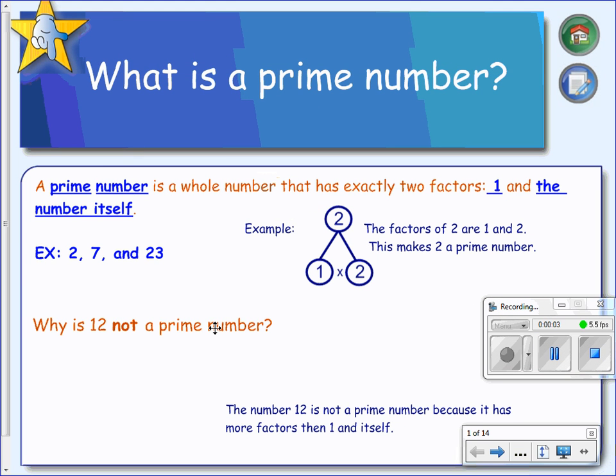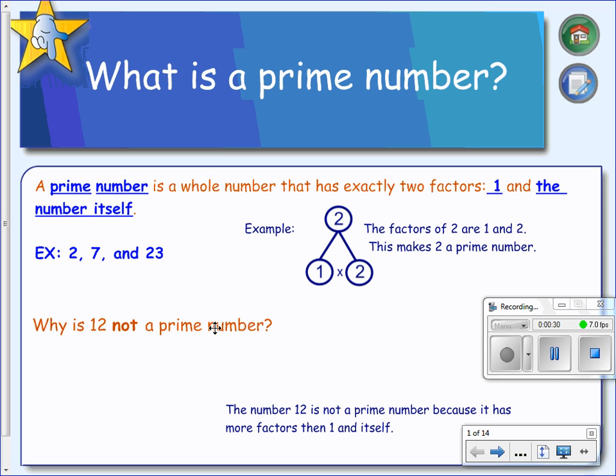We're now going to be in chapter 4, talking about a prime number. A prime number is a whole number that has exactly two factors, 1 and the number itself. You've got something in front of you that is a prime factorization of 2. 2 is at the top of that tree. And we have listed the factors of 2. The factors of 2 are 1 and 2. That makes it a prime number.